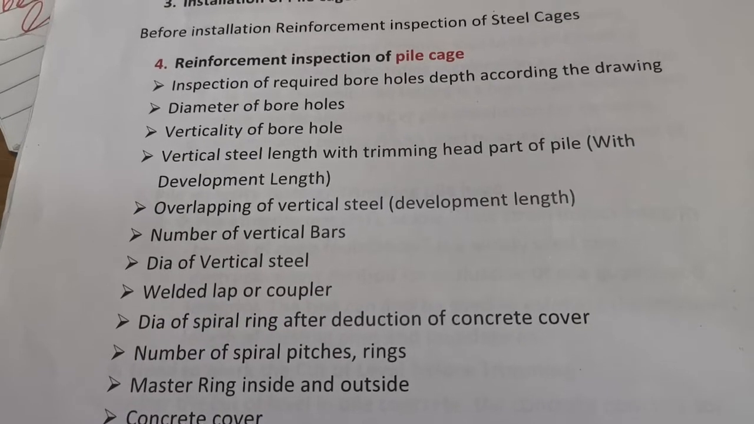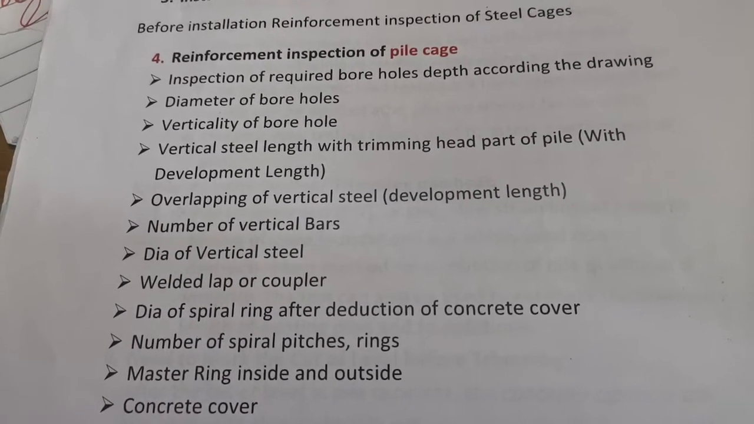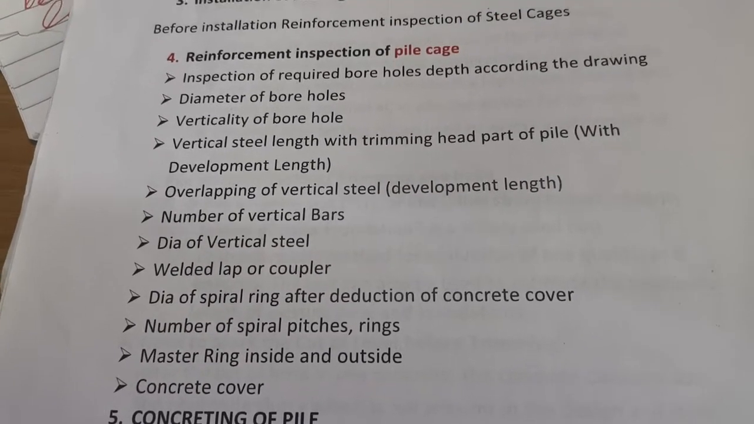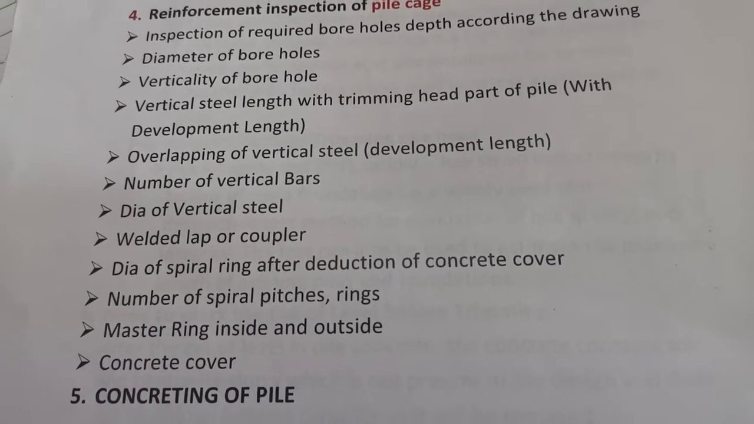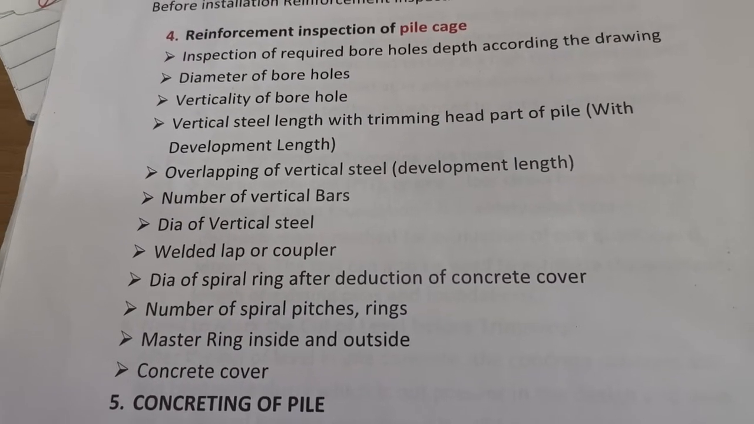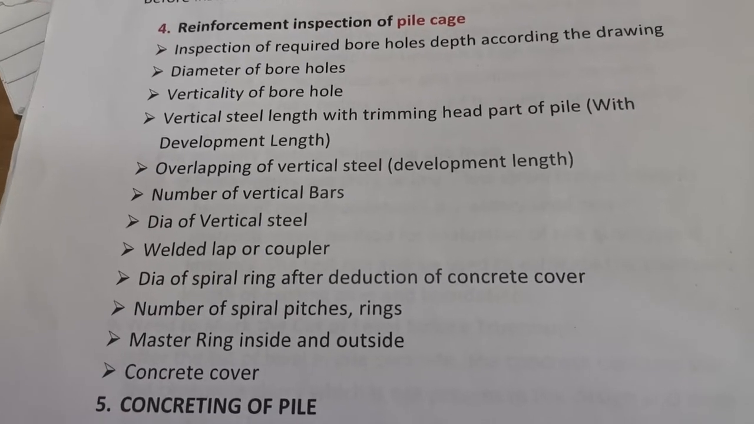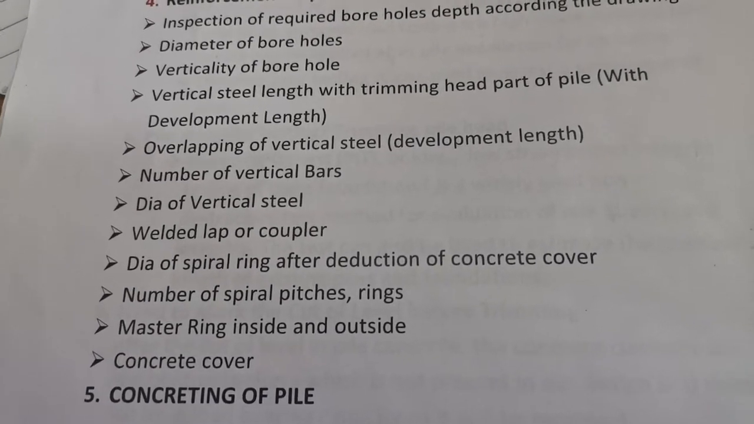They did not use the coupler and welding. Welding is not a good way, that's why. Die of spiral ring after deduction of concrete cover. Okay, die of spiral ring, I mean this is the helical or spiral ring. We will deduct the cover, and accordingly I checked, that was okay.